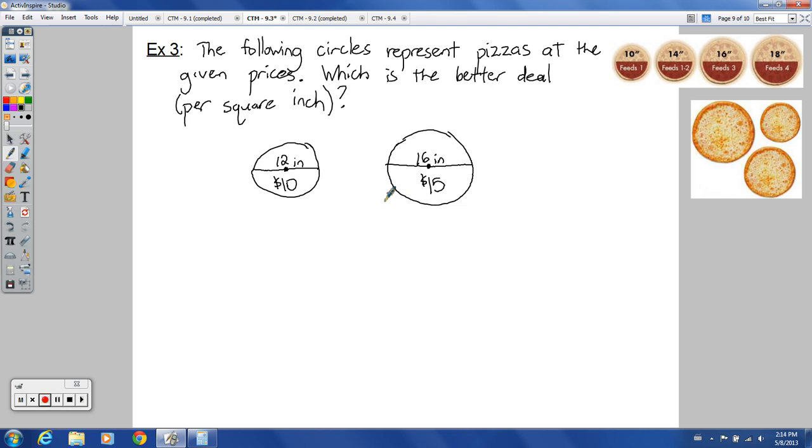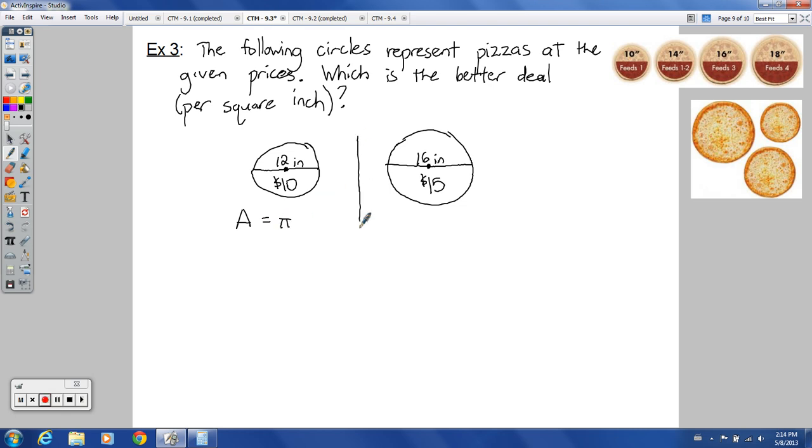Which one's going to cost more per square inch? So what's the better deal? You might initially say, well, this one because it costs less, but is it really? Is it the better deal? Let's figure this out. How do we figure out per square inch? Well, we'd have to know what the whole total square inches is, and then divide that into the price. And so let's figure out the area first of each pizza.